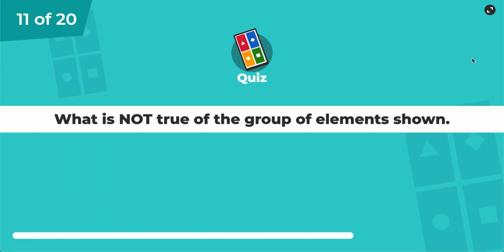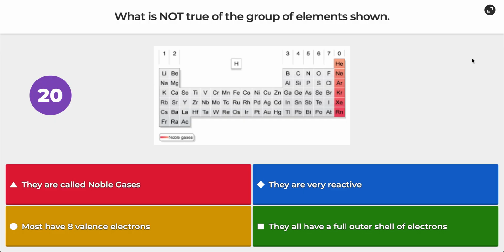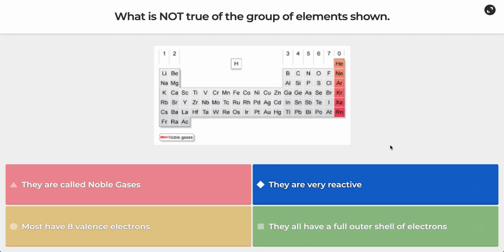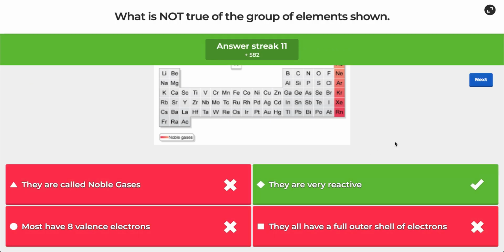What is not true of the group of elements shown? All right, so we are highlighting this group right here on the far right-hand side. And so they do not have any valence electrons, so that is the one that is not true. Because they don't have any valence electrons, they are noble gases. They are not very reactive. They are actually inert. And so noble gases all have a full outer shell of electrons.